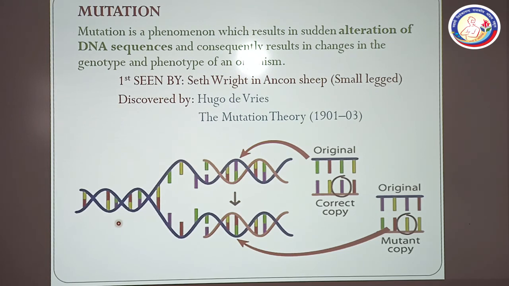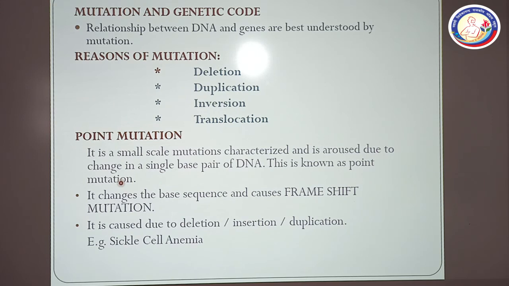Now come to the next point, mutation. Although in chapter number 5 we have discussed mutation, have a look again in brief. Mutation is a phenomenon which results in sudden alteration of the DNA sequence and consequently results in changes in the genotype and phenotype of an organism. It was first seen by Cartwright in Ancon sheep and it was discovered by Hugo de Vries. I have already explained all these things in chapter number 5.